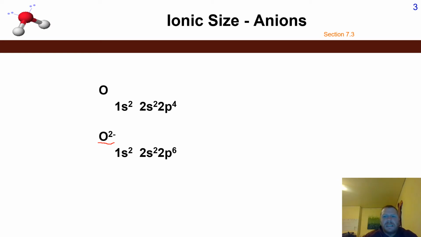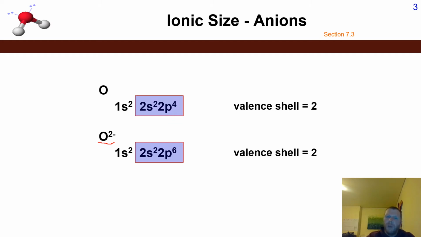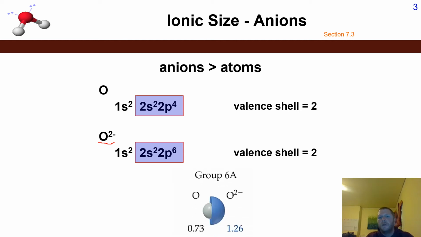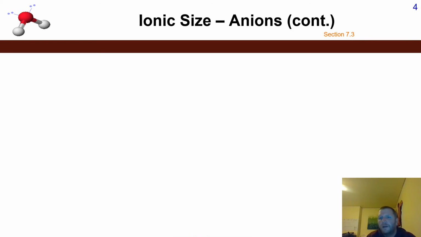Now the valence shell is the same, but think about those valence shells. Each one of these has a valence shell of 2, but the oxide anion has a valence shell of 2 with a total of 8 electrons compared to oxygen, which only has 6 electrons. So your anions are going to be larger than those parent atoms. Here's our example. We've got oxide, which is 1.26 angstroms, compared to oxygen, which is only 0.73 angstroms. The blue half sphere represents the oxide anion.